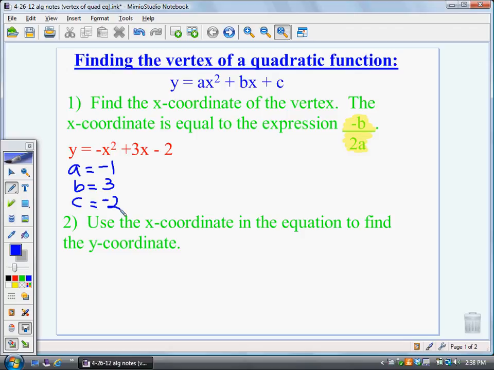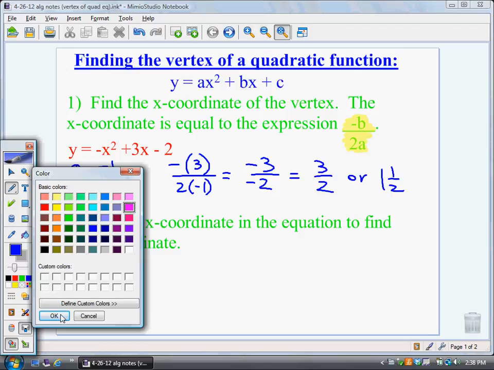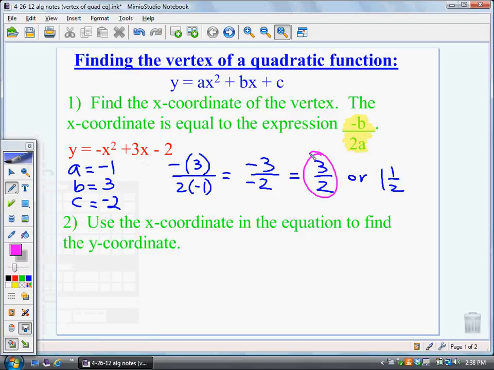So my x-coordinate is equal to the opposite of b over 2a. Opposite of b is negative 3. 2 times negative 1 is negative 2. So that's 3 halves or 1 1/2. Okay, that's my x-coordinate. And then from here, whether you use 3 halves or 1 1/2, you're going to put it in right there for x and right there for x. And that's the second step. And once we have the y-coordinate, we can just write our ordered pair.